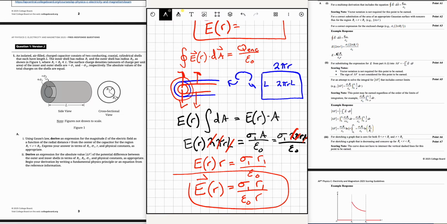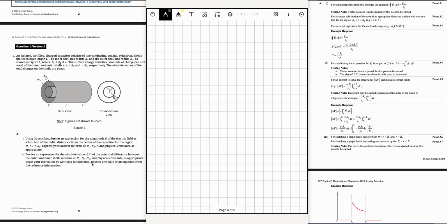And then here we can see the actual derivation. All right, moving on to the second part of the equation. It's asking us for the absolute value of the potential difference. So absolute value potential difference. I know that potential difference equals negative the integral.